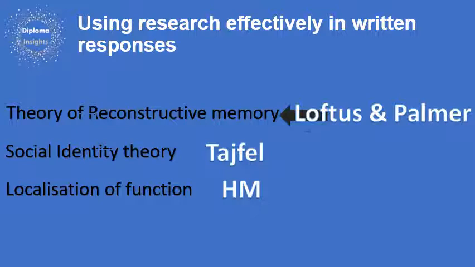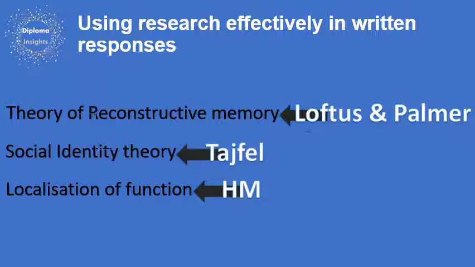A beautiful description might be given of the theory and then a detailed description of Tajfel's study, but unless there is an explanation and a clear link of how Tajfel's research links to social identity theory, how it demonstrates it, how it supports it, you would not be able to obtain a mark in the top mark band. And the same for localization of function. A beautiful description of what localization of function is, followed by the study of HM, would not be sufficient. A link is required to explain how the study demonstrates localization of function.